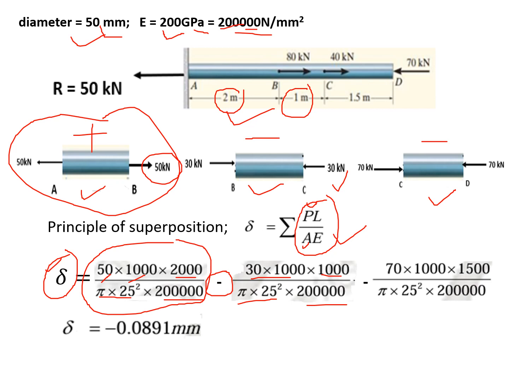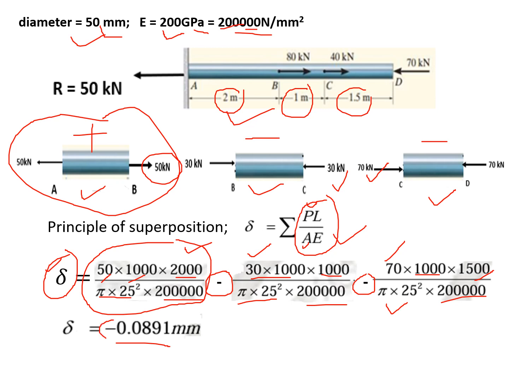Now in the third section, again we have the contraction, so we use the negative value. The force is 70 kilonewton, that is 70 into 1000 Newton. The length of the CD section is 1.5 meter, so that is 1500 millimeter. The area is again the same, pi into 25 square, and the E value is also the same, 200 into 10 to the power 3 Newton per mm square. So the first section under tension has elongation, the second section contracts, the third section also contracts. When we sum up, this is the algebraic sum with sign, so we get this value of delta, minus 0.0891 millimeter.